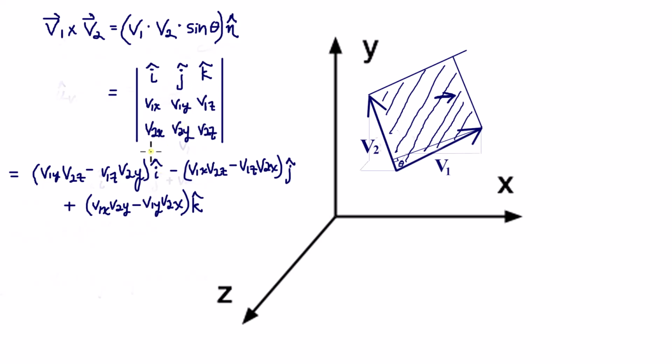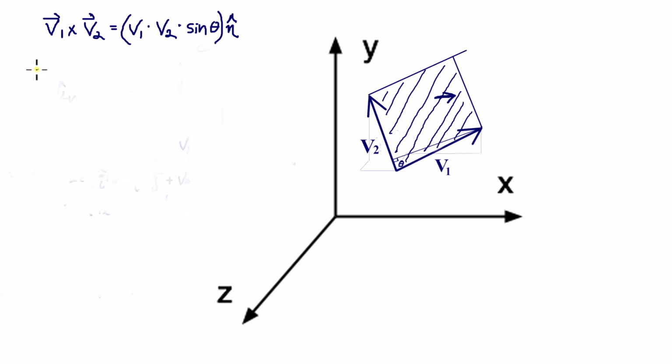If you did this for V1 cross V2, you would get a vector. If you did this again for V2 cross V1, you would get another vector. And you would find that that vector is just -1 times the first vector you calculated. Now, you can do it this way, but I'm going to show you how I like to do it. That doesn't involve the determinant.